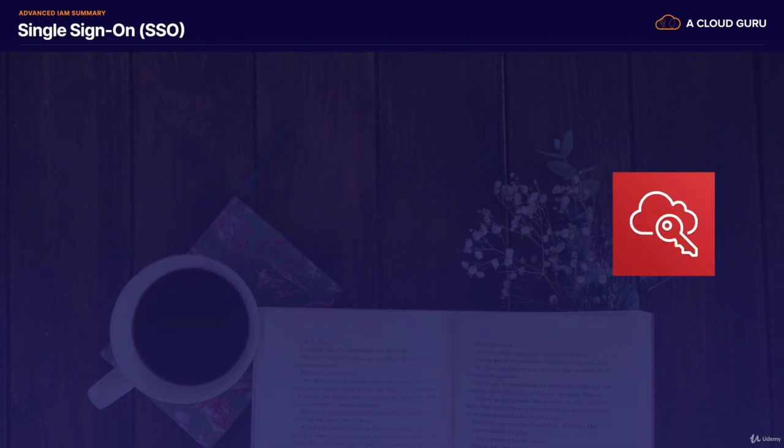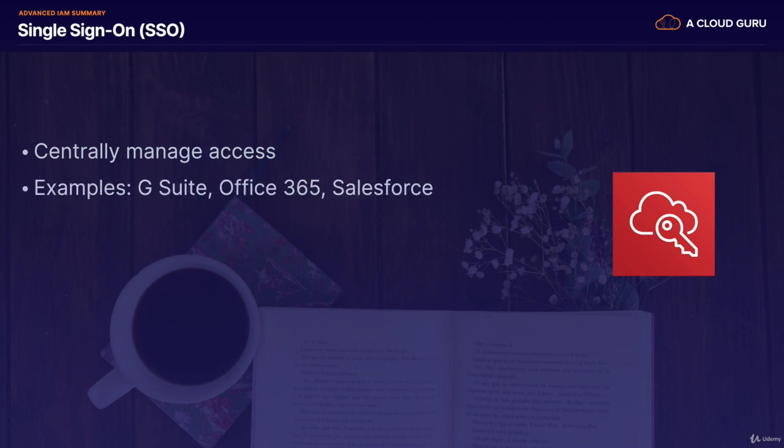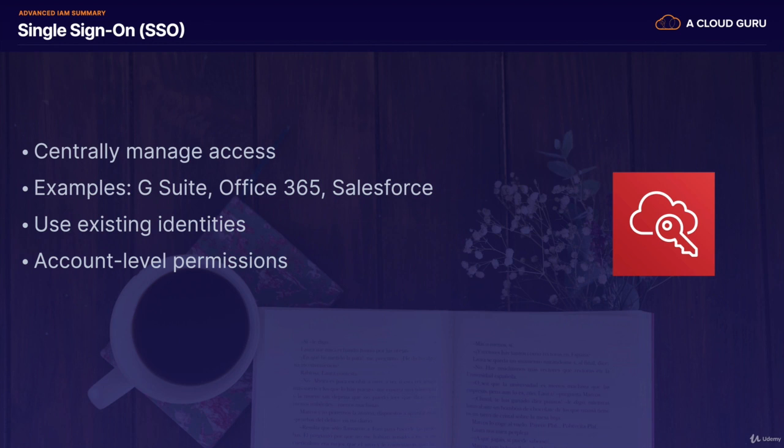Finally, we covered Single Sign-On or SSO. The SSO service helps us centrally manage access to AWS accounts and business applications. So on the exam, you might be presented with a scenario where it's asking about using existing corporate identities to sign into AWS services or third-party applications. So for example, things like G Suite, Office 365, or Salesforce accounts. This is where single sign-on is most appropriate. Anything that asks about using existing identities to log into other contexts, this is where single sign-on works. It can also be used to govern account-level permissions.